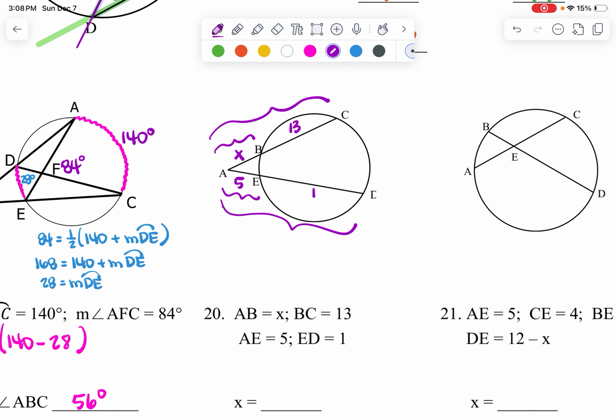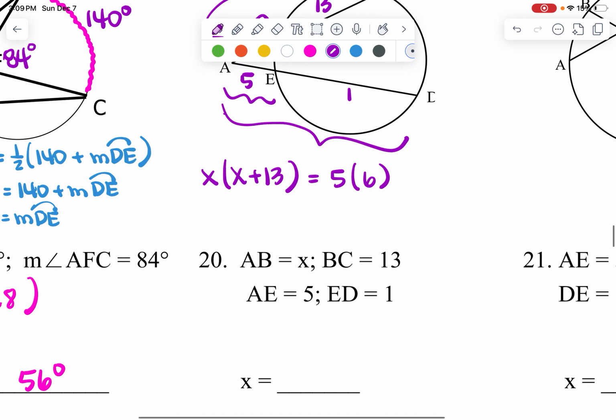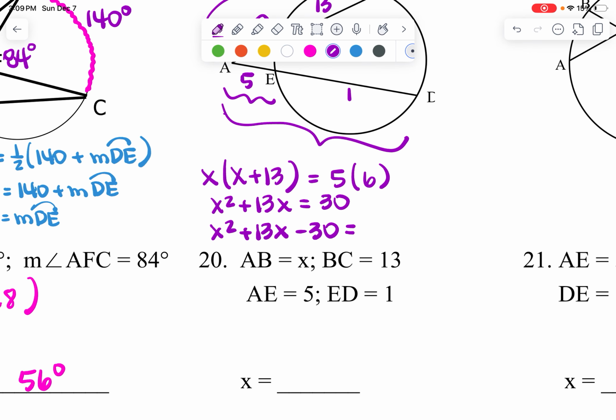So I'm going to do the top secant first. So outside is x, whole secant would be x plus 13. So that product is equal to the outside piece of the other one. And then the whole thing, of course, would just be 5 plus 1, which is 6. And there we go. That's our math problem. Well, you can see this is definitely going to be a quadratic because when I multiply this out, I'm going to get x squared plus 13x equals 30. Then I'm going to subtract the 30 because I need it set equal to 0 to solve.